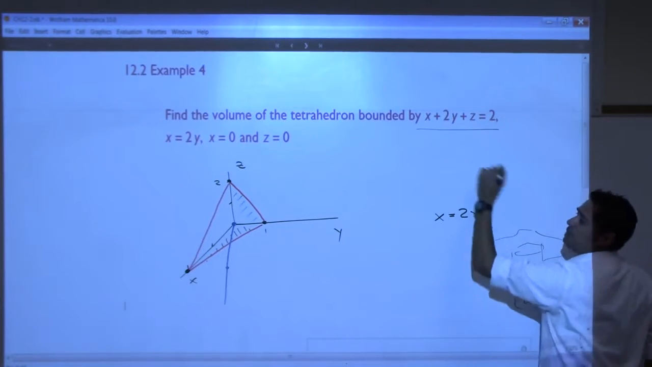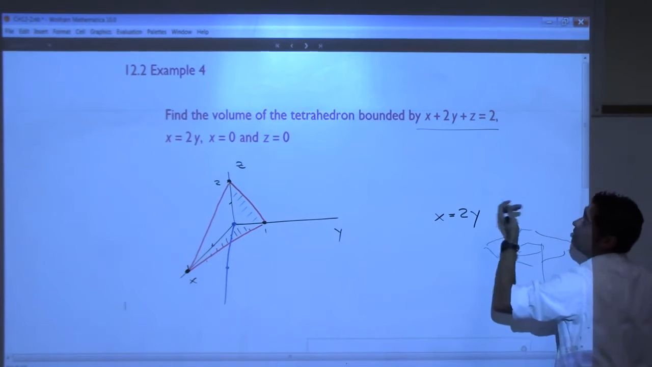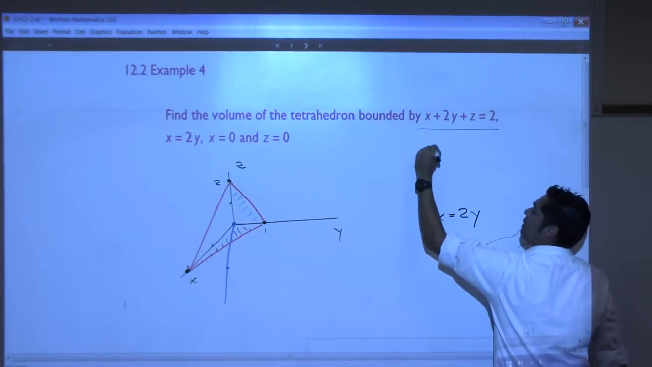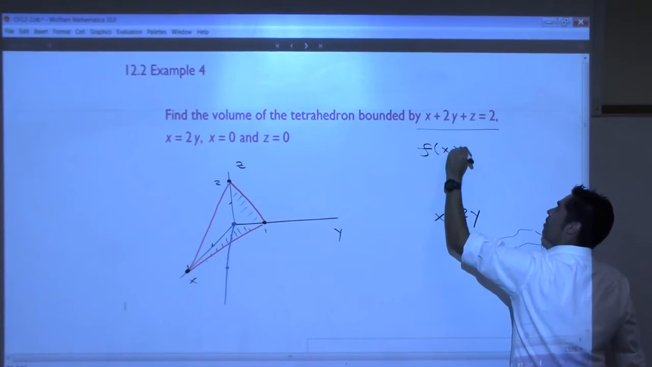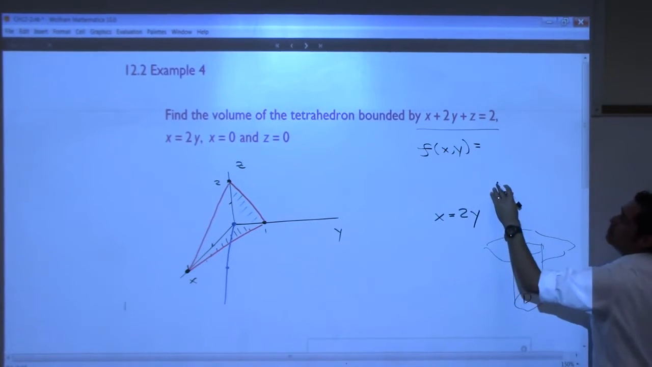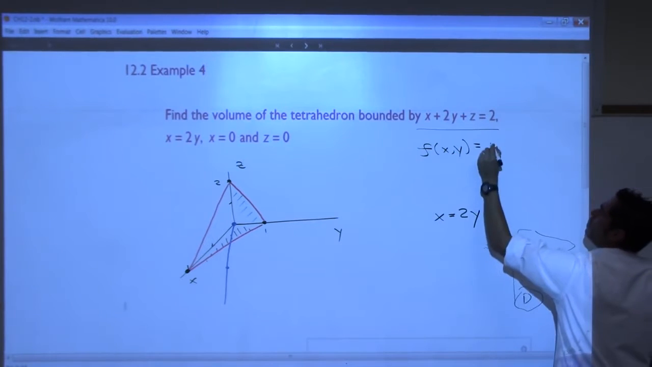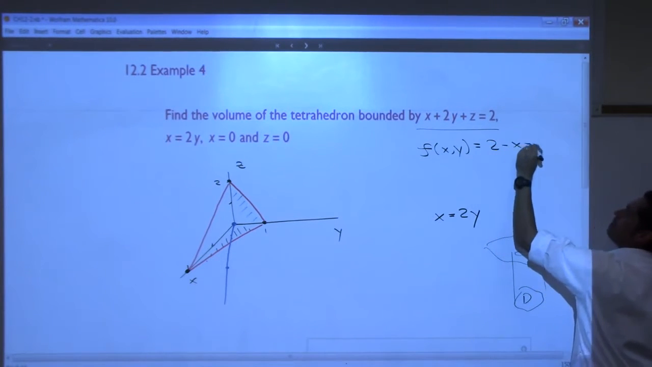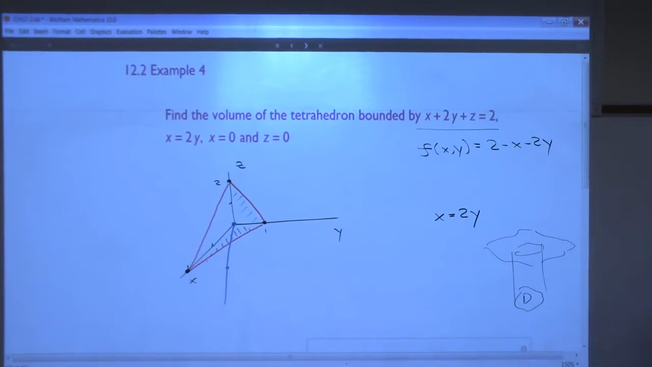So can you write this as a function of x and y? Yes. As a function of x and y, this is 2 minus x minus 2y, right? If I solve that for z. So that, to me, is going to be the upper surface. I'm going to be trying to find the volume underneath it.